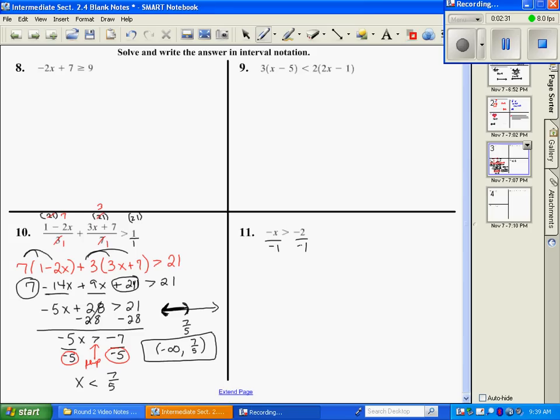Number 11, I just need to divide both sides by a negative 1. It's a very simple one, but we have to recall our rule, and we only do this if we divide both sides by a negative. We don't do this every single time, but every time we divide by a negative, we will flip it. A quick sketch of this would be less than 2. It's going to be a parenthesis, arrow to the left. So as I name this, reading left to right, I have negative infinity to a 2 with the parenthesis.